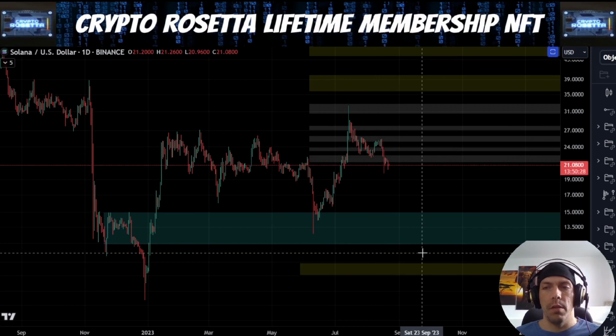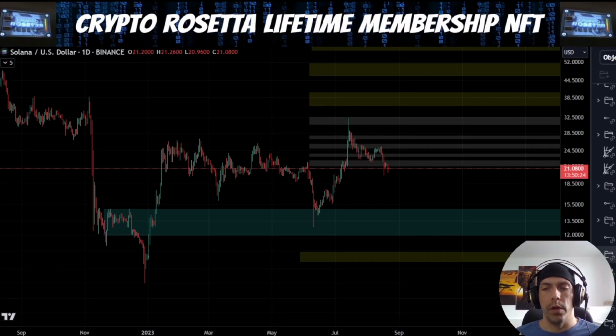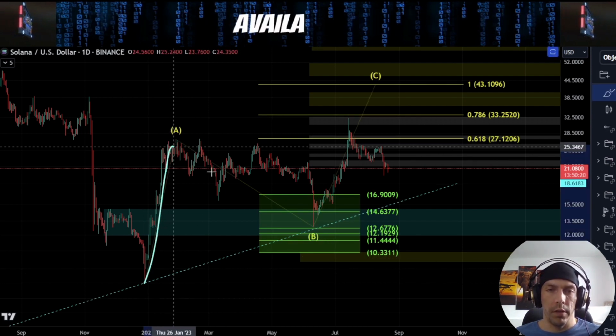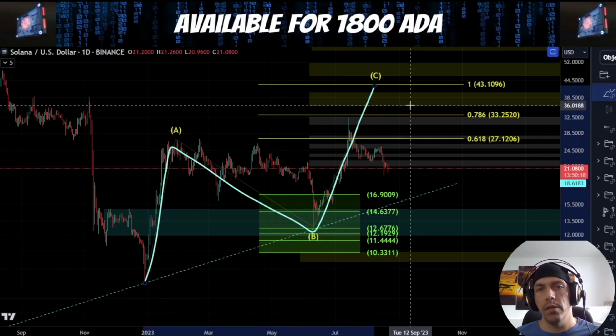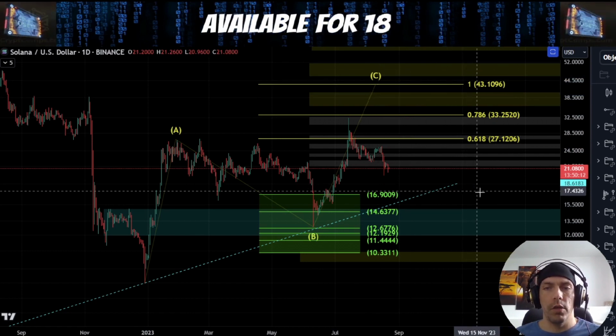Okay, before we jump into the minor counting here, what we're going to talk about is the ideas that we are looking for here on the macro. Now, we could potentially be looking for this move to actually complete as a bigger A, B, and a C pattern to the upside, in which case we could be looking for the potential to target out this $43.10.